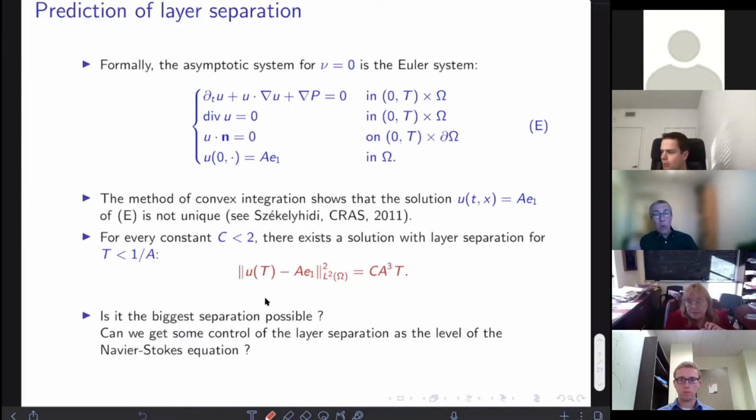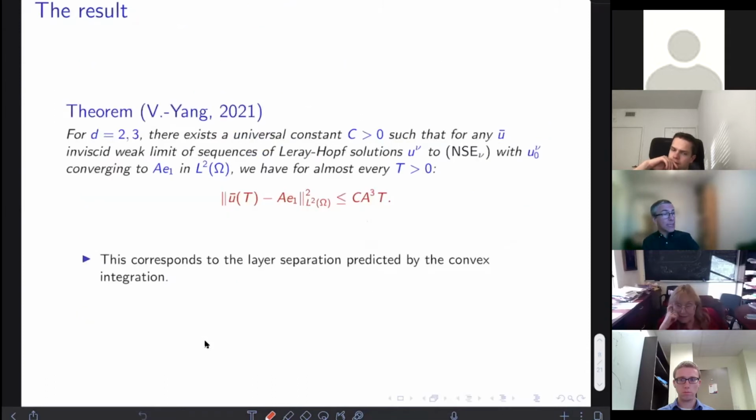we don't know if there's separation because, again, this is an open problem, right? So when you take the limit, maybe you just have AE1, but let's try to prove that at least you cannot get worse than those solutions constructed by Székely at the level of Euler. And why not actually have a control even at the Navier-Stokes level? And that's basically what we get, and this is the main result.